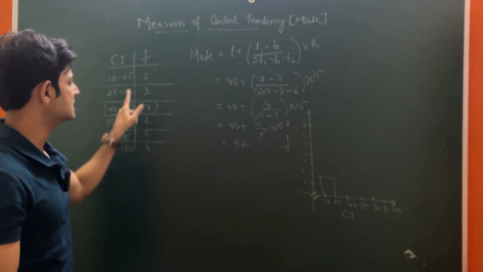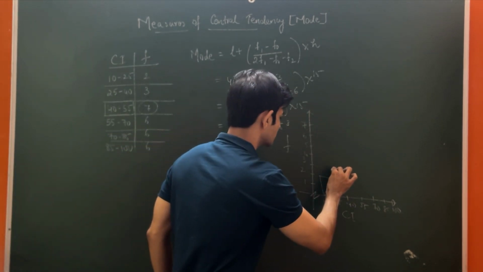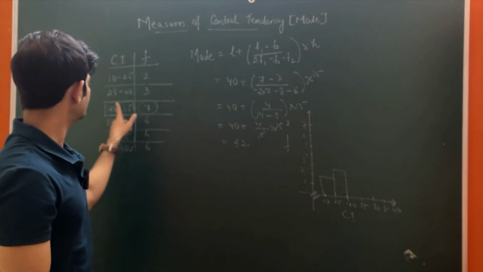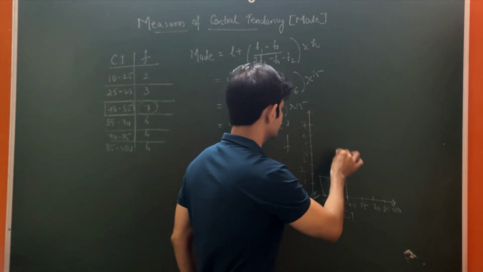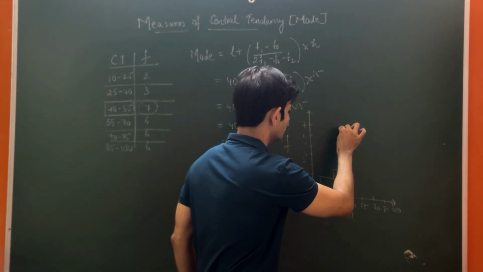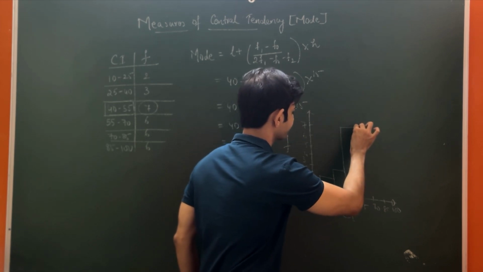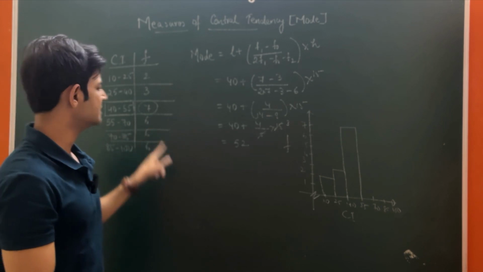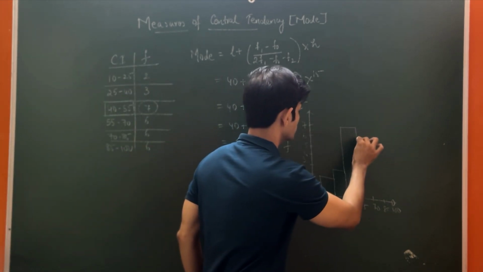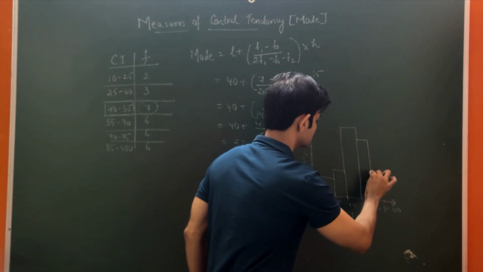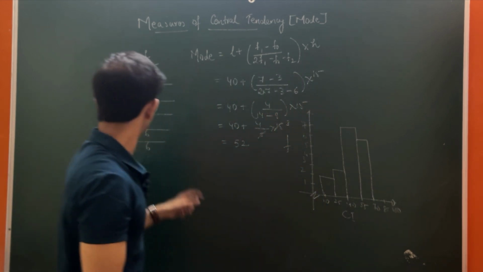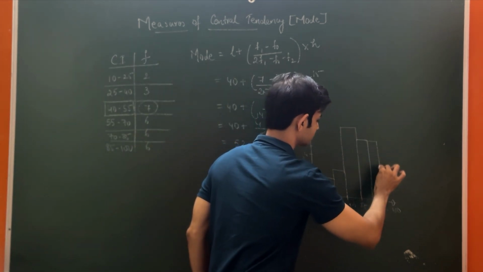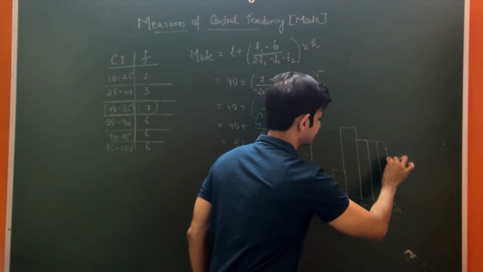25 to 40 is 3, so it will be here. 40 to 55 is 7, so we go right up there. 55 to 70 is 6, so let's just take it here. Again 6 and 6. So we just have to draw like this.